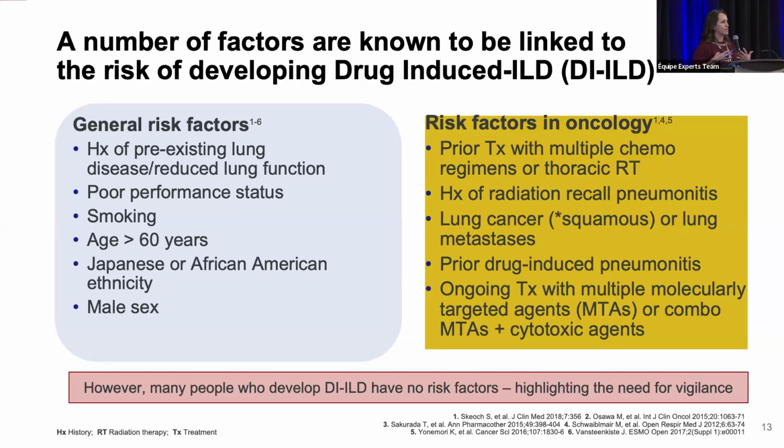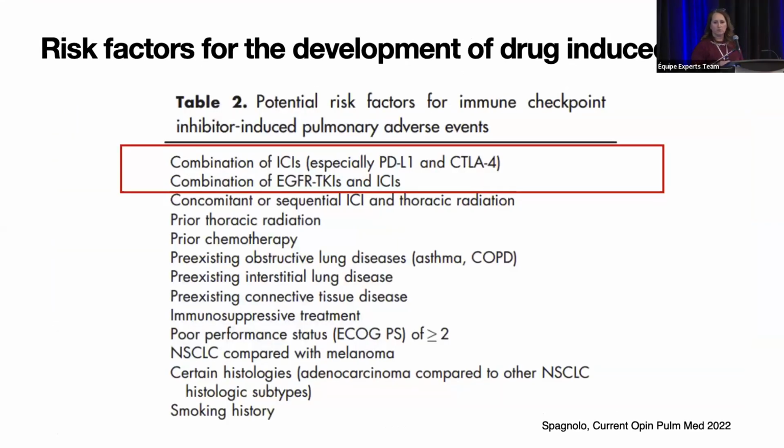So the more you combine agents with a risk of interstitial lung disease, the more risk there is. We know from immunotherapy trials that specifically the top two, the bottom ones are common, and we saw them on the previous slide, but combinations of PD-L1 and CTLA-4, and specifically EGFR TKIs that follow immunotherapy. There's an even more increased risk of pneumonitis in that instance.